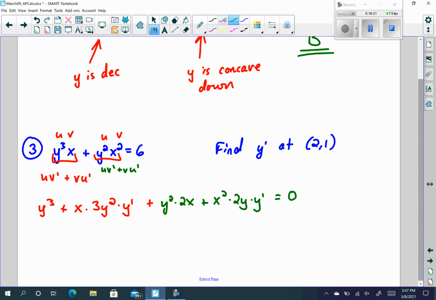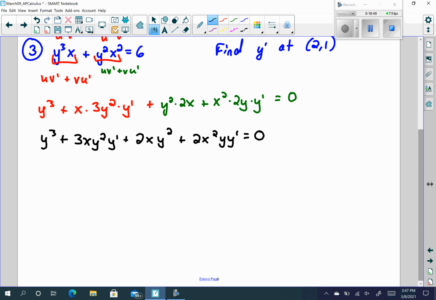Now, I don't want to have coefficients in the middle of my expressions here, so I'm going to rewrite this. This is y cubed. I'll move the 3 out in front, plus 3x y squared y prime. I'll move the 2 out in front, 2xy squared. And then I'll move the 2 out in front here, 2x squared y prime equals 0. It's always good to double check this before you move on. So I'm just going to leave these two terms over here. So we'll get 3xy squared y prime plus 2x squared y prime. It's going to equal negative y cubed minus 2xy squared.